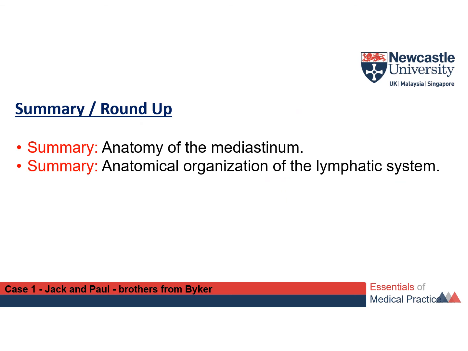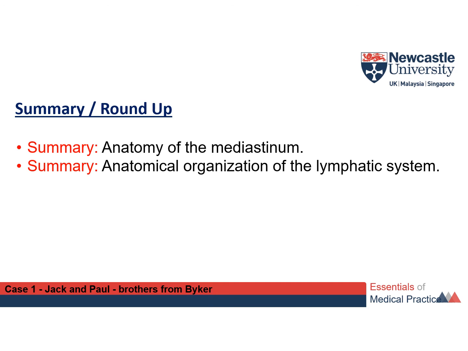So to summarize what we have talked about, two important things: the anatomy of the mediastinum, and the anatomical organization of the lymphatic system. For the anatomy of the mediastinum, guys, the mediastinum is a pouch, a space. It is located in the thoracic cavity. Please take note that all the visceral organs except the pleura and the lungs are in the mediastinum.